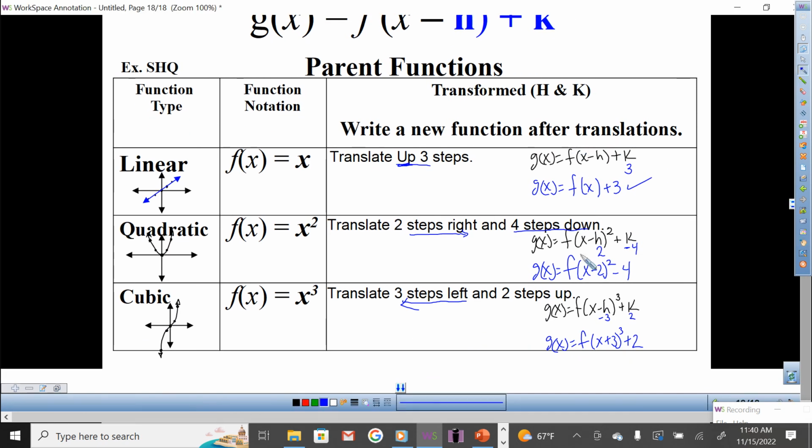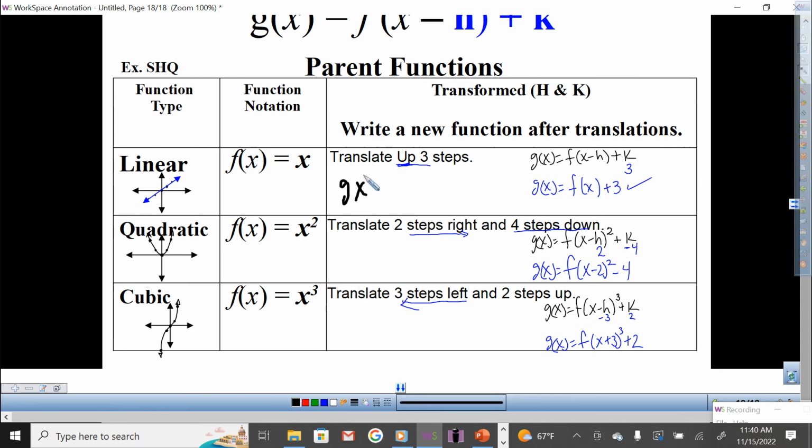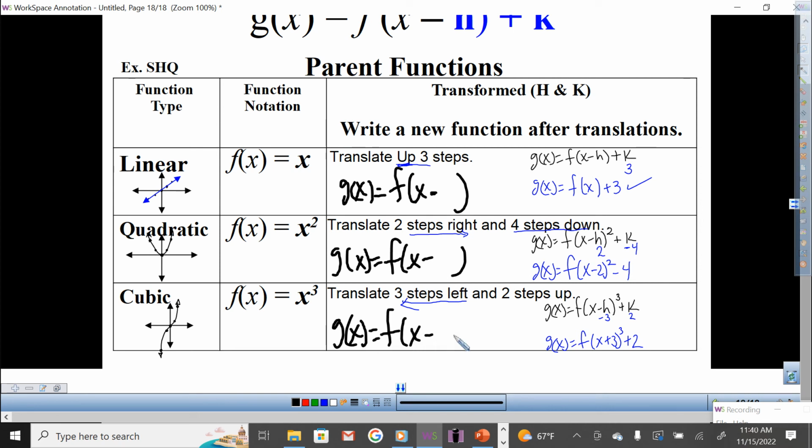What is the same on all of these when you get started with your general rule? All of them have g of x equals f of x minus... The only thing, this one's linear, this one is quadratic, and this one is cubic. That stays the same. All right?